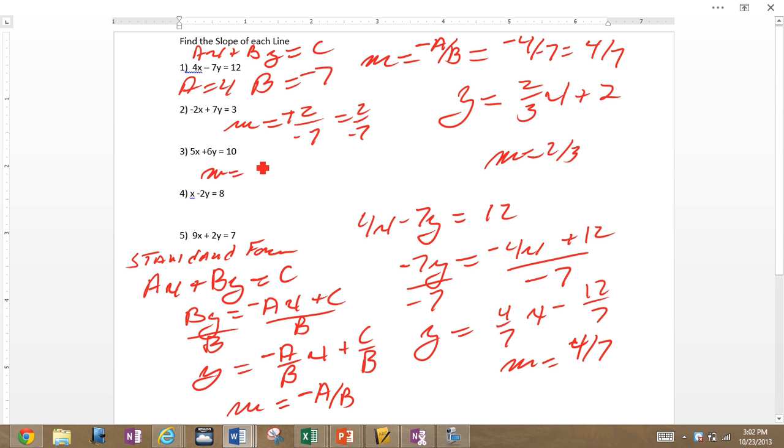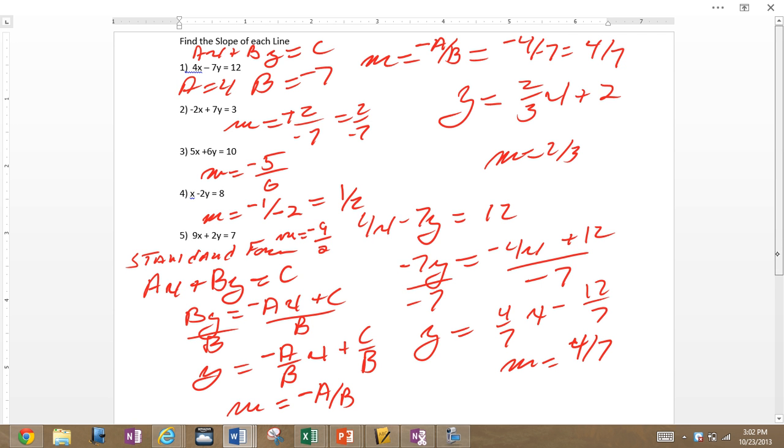Down here in number 3, the slope is the opposite of a, of 5 over 6, and that's it. Here, the slope is the opposite of the a, which is 1, so that's negative 1 over the b term, which is negative 2, so the slope is 1/2. And lastly, for our number 5, the slope is going to be the opposite of 9 over 2, so the slope is 9/2. So there you have it.